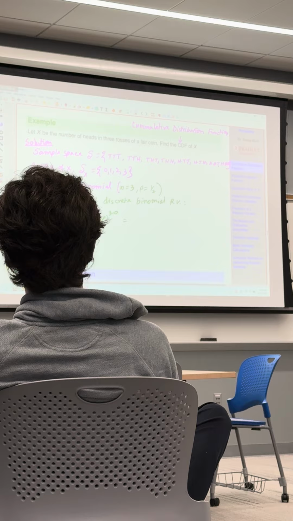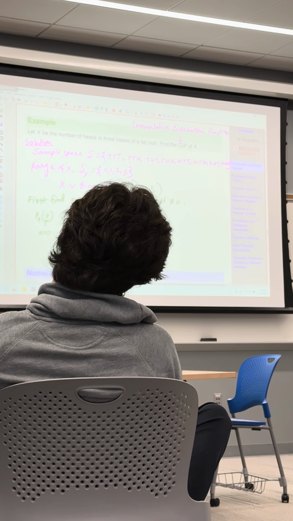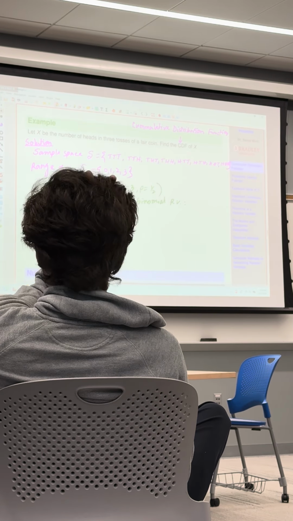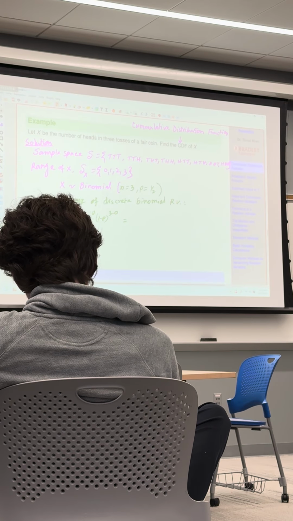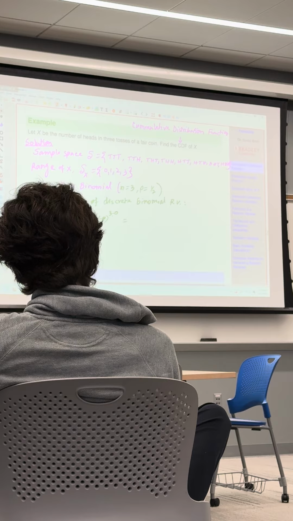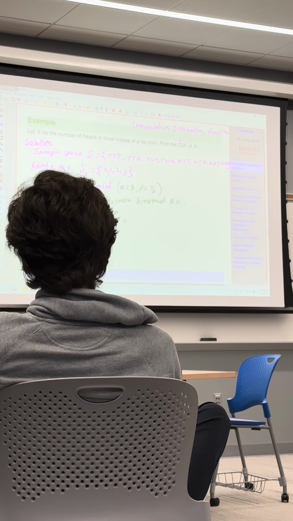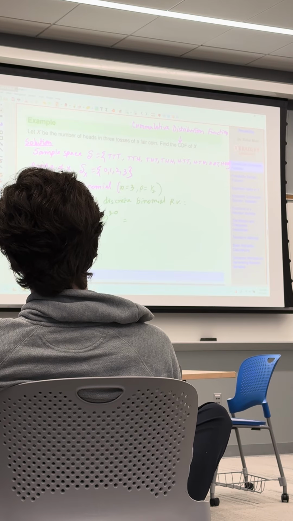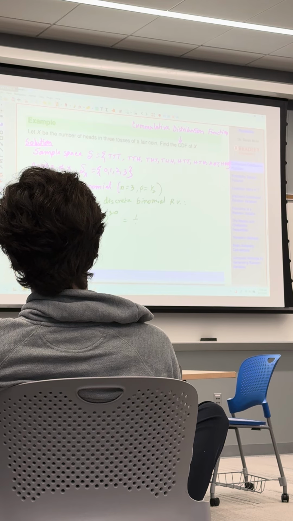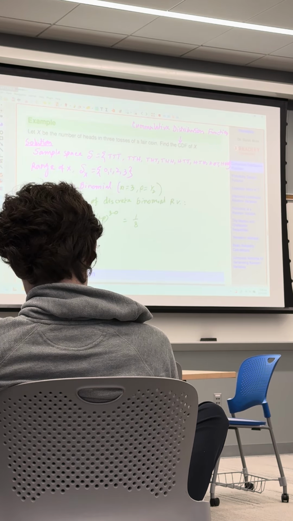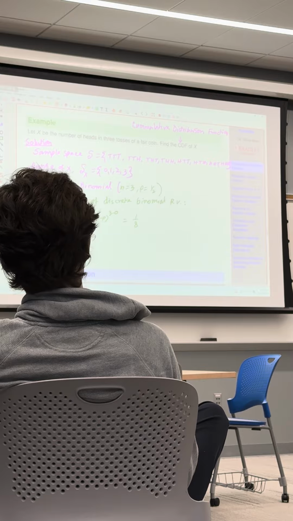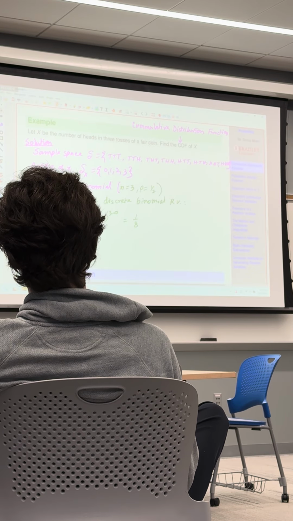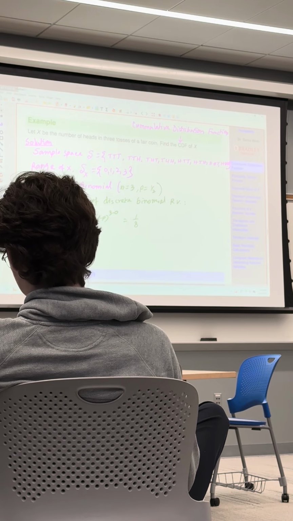And p to the 0 is 1. 1 minus p to the 3 minus 0 is 1 minus p, where p equals 1 half. 1 minus 1 half is 1 half, to the 3 is going to be 1 over 8. Now we will have to find the PMF of the discrete binomial random variable X, which means that you will have to find p sub x for all values of k here.